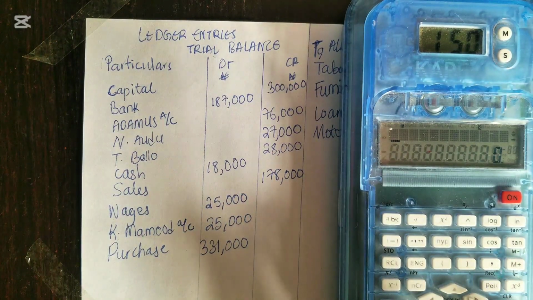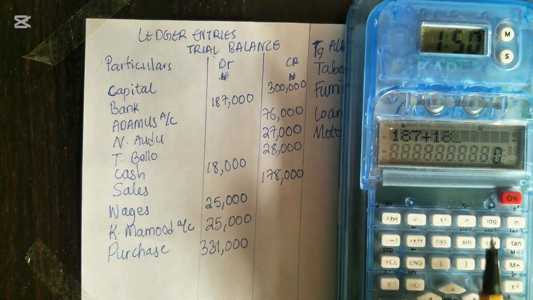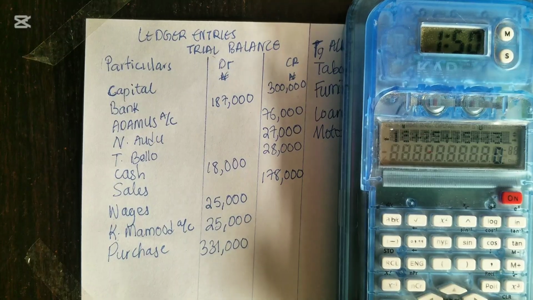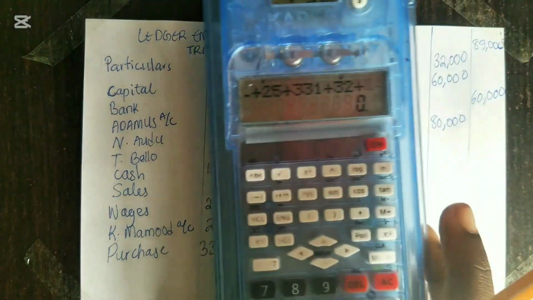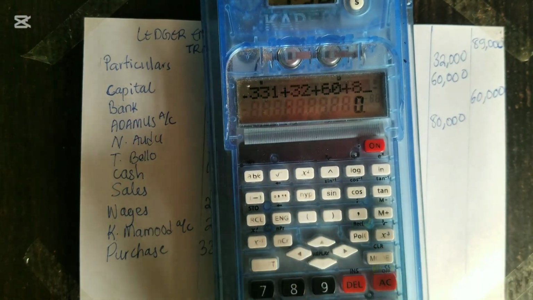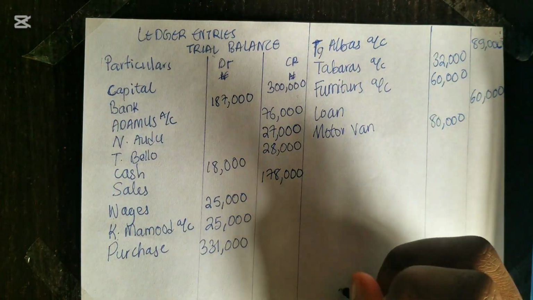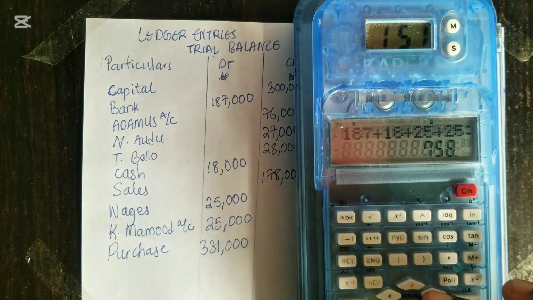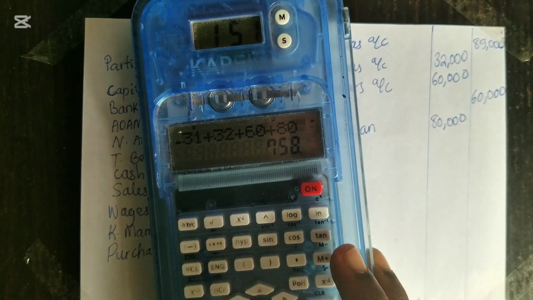So now we're going to be calculating the debit side and making sure it corresponds with the credit side. So the first one on the debit side is 187. We don't need to add the 3 zeros because that's just stress. Plus 18 plus 25 plus 25 plus 331 plus 32 plus 60 plus 80 equals what? 758. So we can just put 758 here. But before we do that, let's just check. 187 correct, 18 correct, 25 correct, 25 correct, 331 correct, 32 correct, 60 correct, 80 correct.